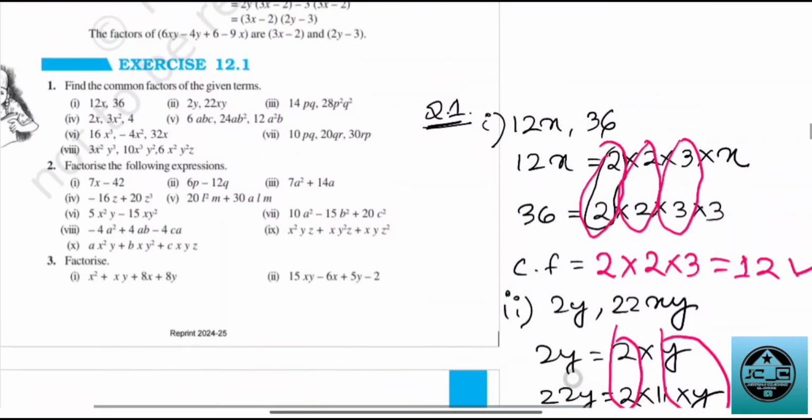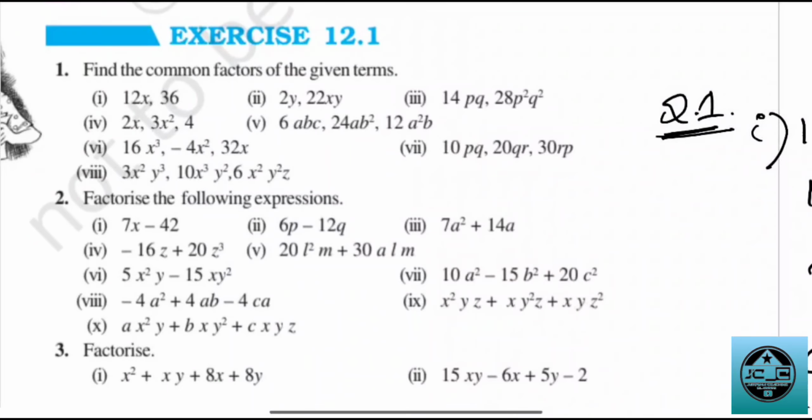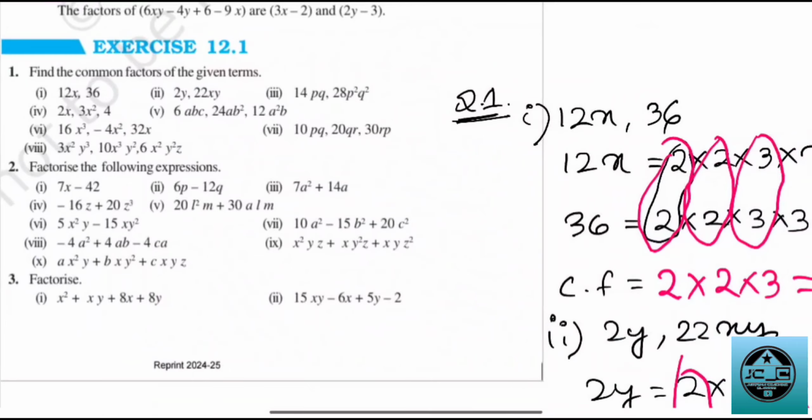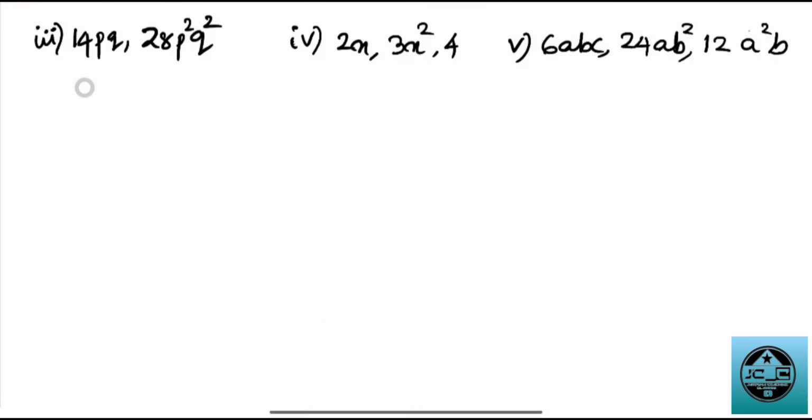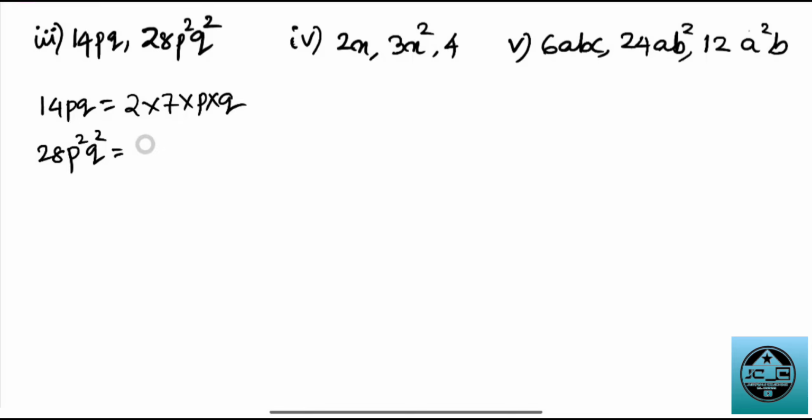Clear? Just like that, part III can be done like this. Third one says 14pq and 28p square q square. Let us do the factorization of 14pq. It is 2 into 7 into p into q. And 28p square q square will be 2 into 2 into 7 into p into p into q into q. So what are the common factors? Common factor will be 2.